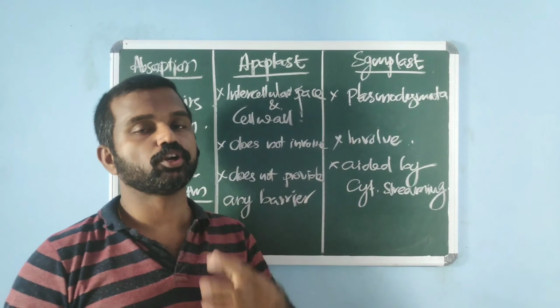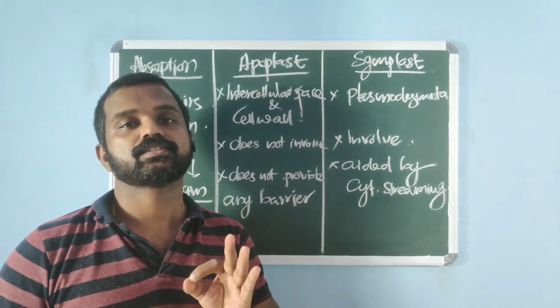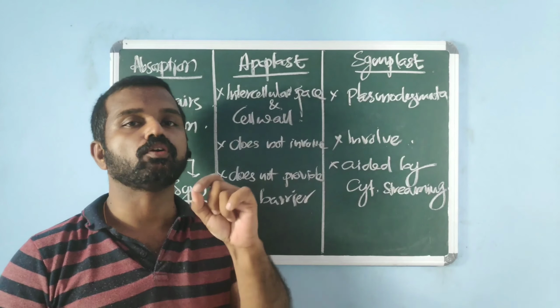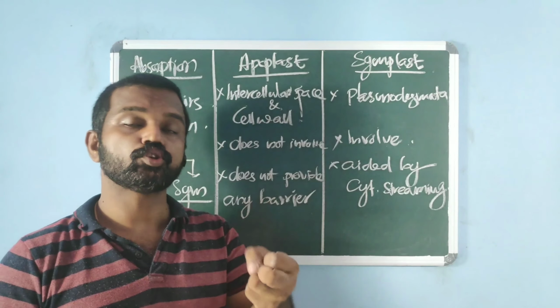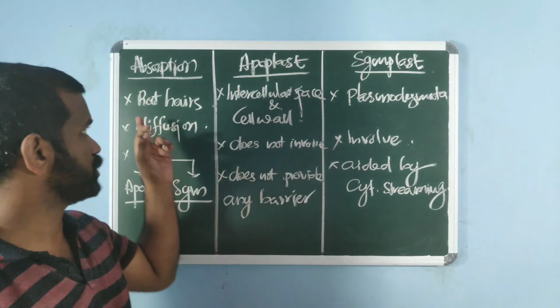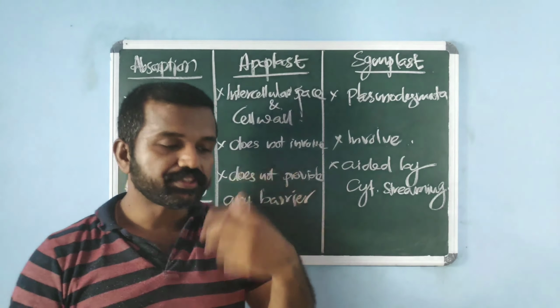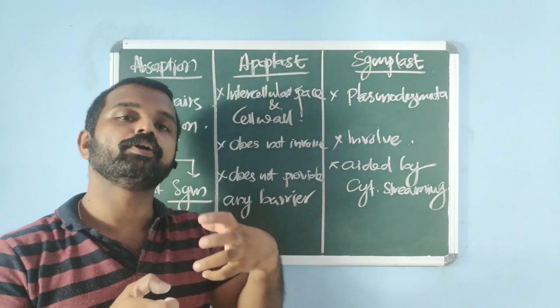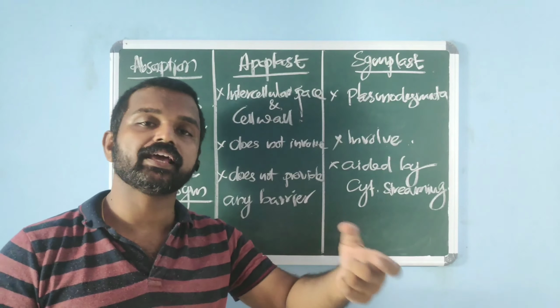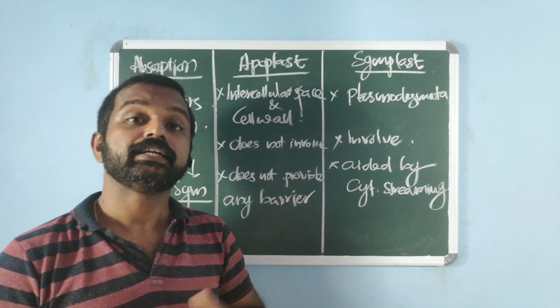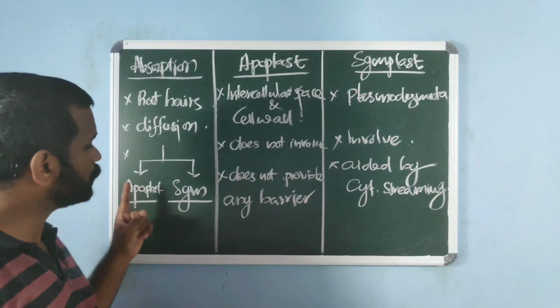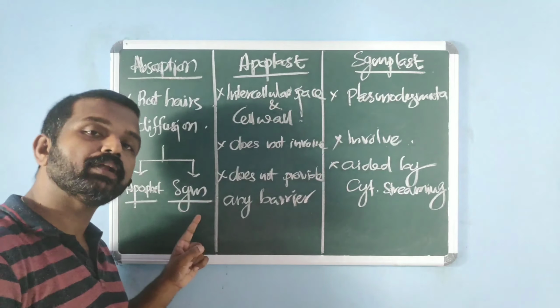Next, about absorption of water. Root hairs are responsible for absorption of water, and water absorption is purely by diffusion. After absorption, further movement of water in the root into the deeper layers takes place by two pathways, that is, the apoplast pathway and the symplast pathway.